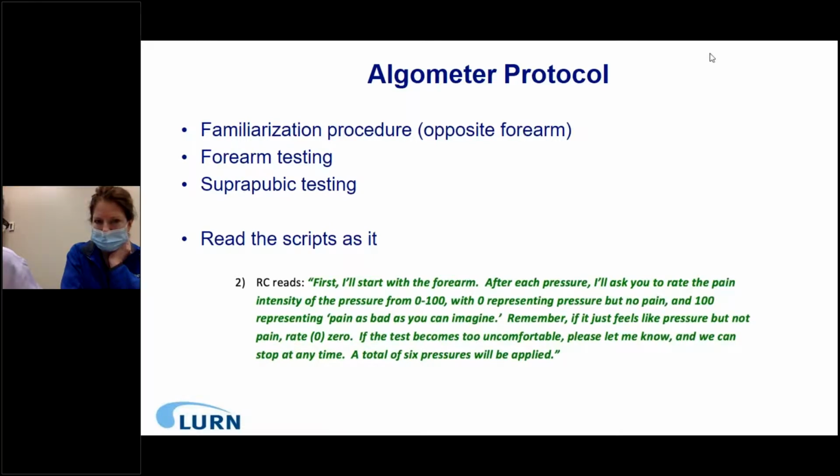There's a familiarization. You do it on the opposite forearm, opposite to the side that you're testing. And then you do the forearm testing, and then you do the suprapubic testing area at a similar site as before. You may not want to go back to exactly the same spot, move it maybe a little bit away from the pinprick, if you even remember. True too. Sometimes you can still see the little red mark from the pinprick. And then you read the scripts. There are 2 different scripts because there are 2 different parts that we're doing. So let's move on to the next page.